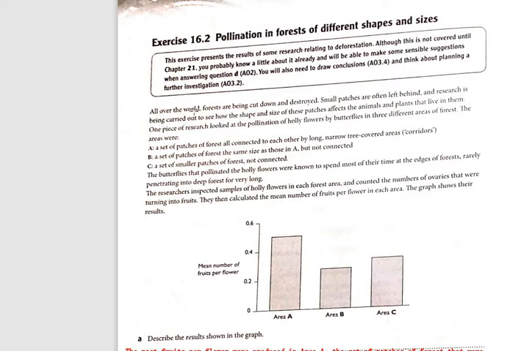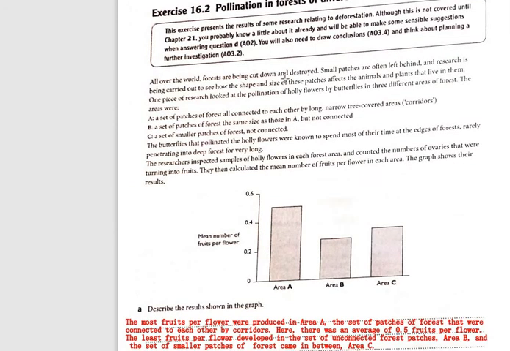So now, from all over the world, forests are actually being cut down and destroyed. Small patches are often left behind, and research is being carried out to see how the shape and size of these patches affects the animals and plants that live in them. One piece of research looked at the pollination of holly flowers by butterflies in 3 different areas of forest.